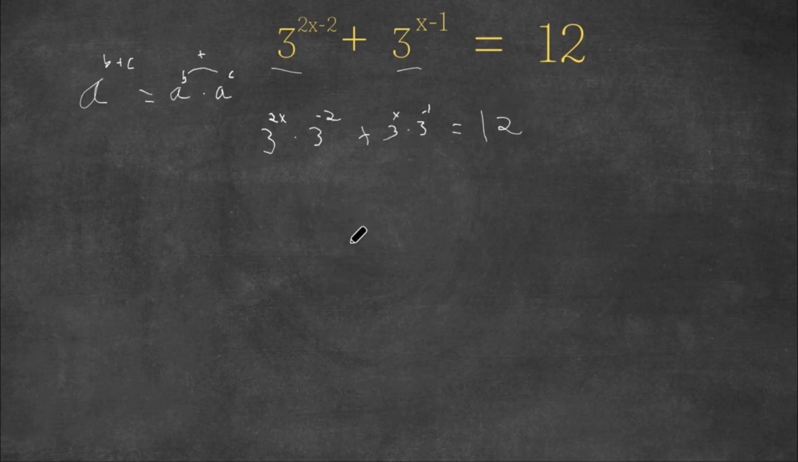So now what we're going to do is we're going to simplify this a little bit. 3 to the power of 2x times 3 to the power of negative 2 is equal to 1/9. So this can also be 3 to the power of 2x over 9 plus 3 to the power of x times 3 to the power of negative 1. 3 to the power of negative 1 is 1/3. So this is equal to 3 to the power of x over 3, and all of this still equals 12.